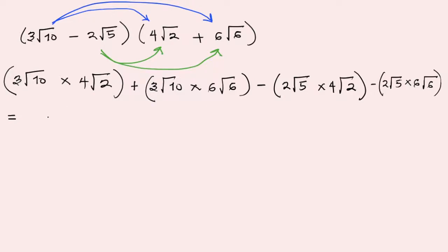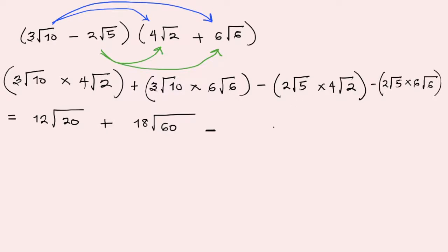3 multiplied by 4 is equal to 12. And then the numbers under the radical sign, that's 10 multiplied by 2. This becomes 20. Plus 3 multiplied by 6 is 18. And then 10 multiplied by 6, that's 60.